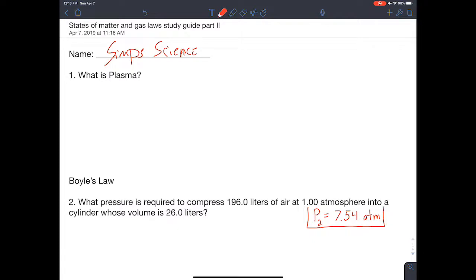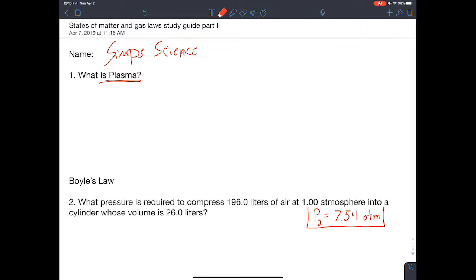So let's talk about these. First of all, what is plasma? I put this question in here, it doesn't really fit in, but I just wanted to touch on what plasma actually is. We obviously have solid, liquid, gas, with increasing energy as you go from solid to gas. It's endothermic as you go from solid to gas, absorbing energy. But what is plasma?